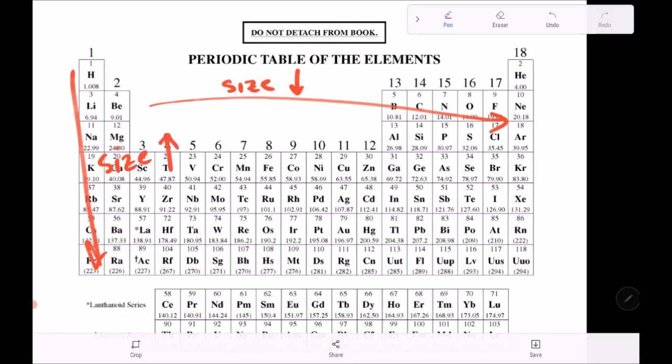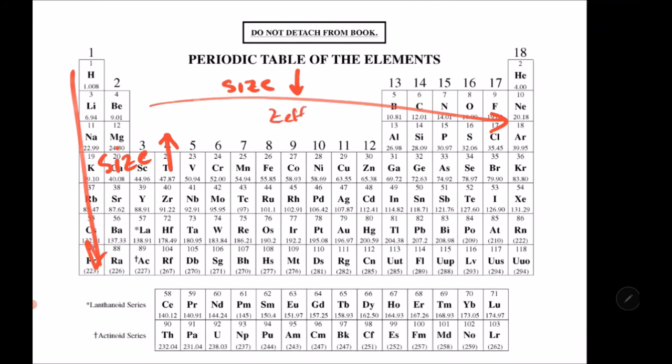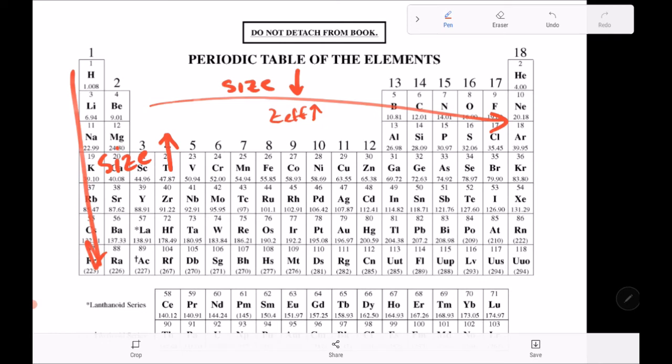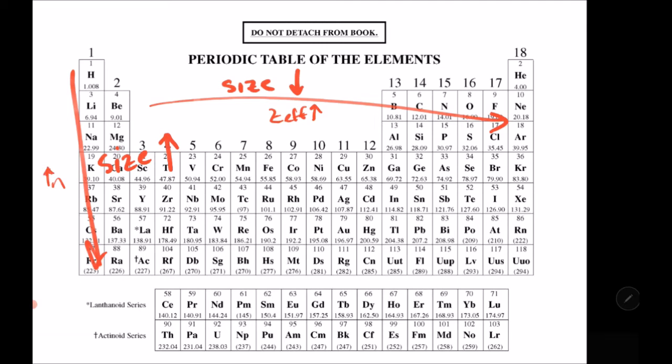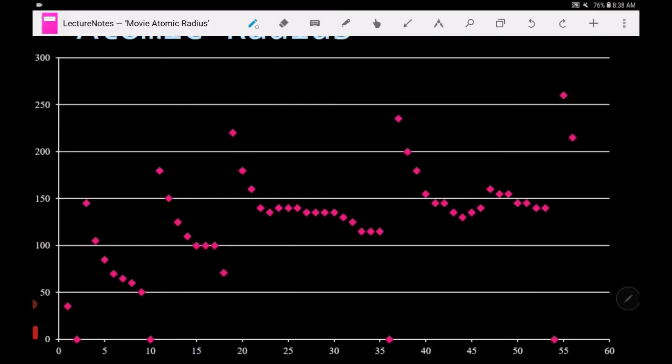As you move across the periodic table, the effective nuclear charge increases. As you move down the periodic table, the energy level n increases. For the transition metals, it looks like the radius doesn't change very much.